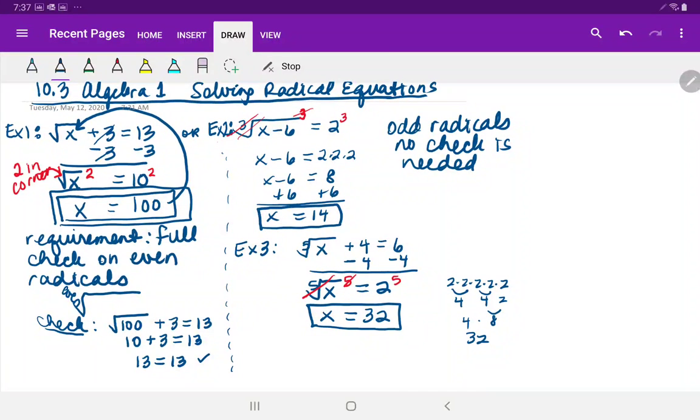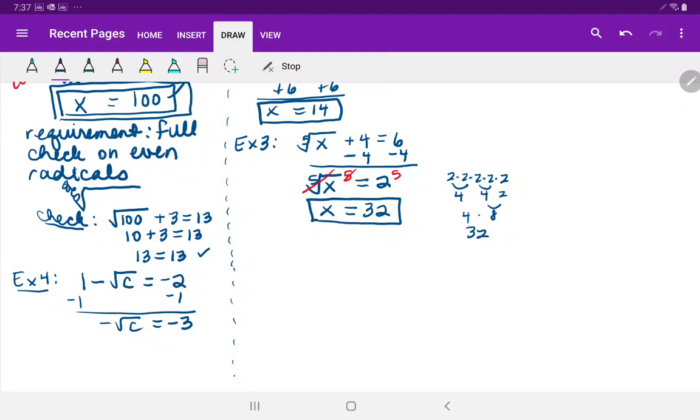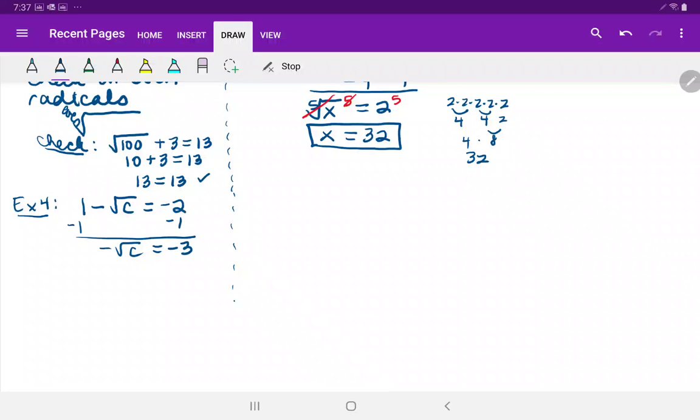Okay, so let's get some that are more complicated. I have one more that I want to show you like this. Okay, we have quite a few examples today because there's so many different situations. 1 minus radical c equals -2. Okay, so let's get rid of the 1. I don't want the negative there in the front, so I'm going to divide by -1. That's radical c equals 3.